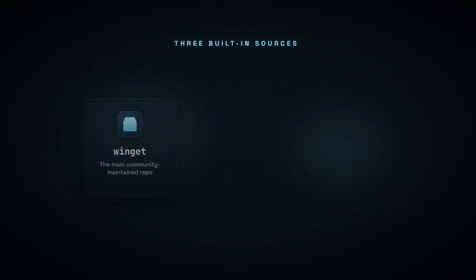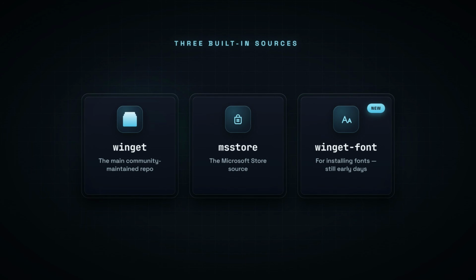And WinGet actually has a few different sources it can pull from. There's the main WinGet one, which is a big community maintained repo. There's the Microsoft Store source, and Microsoft even added a separate fonts source recently to install fonts. But it's still early days for that font source.